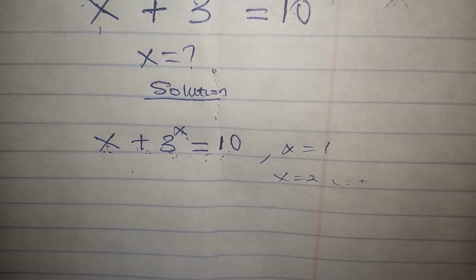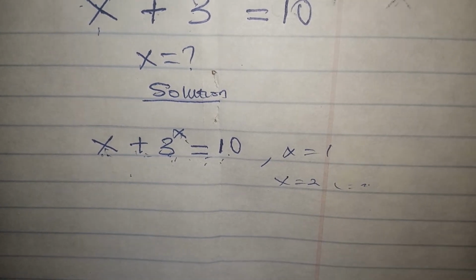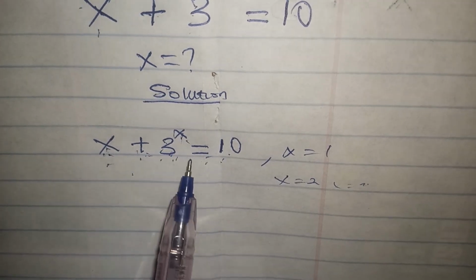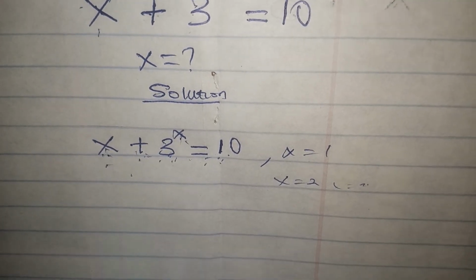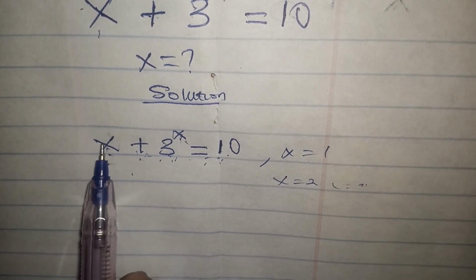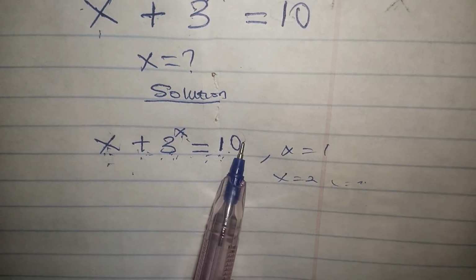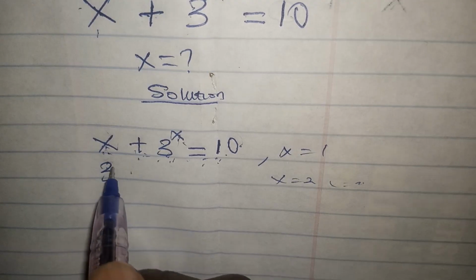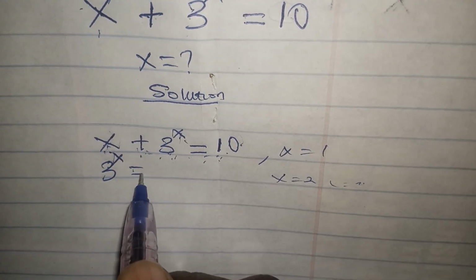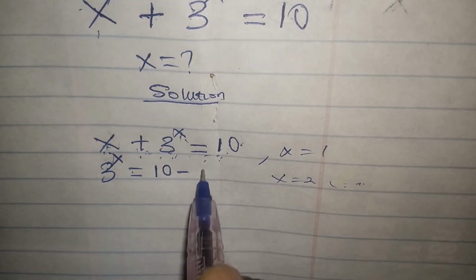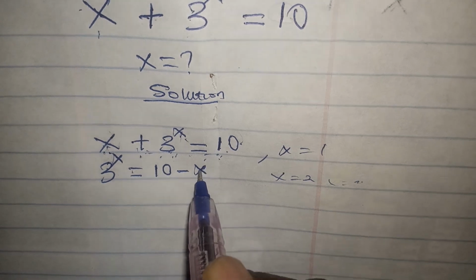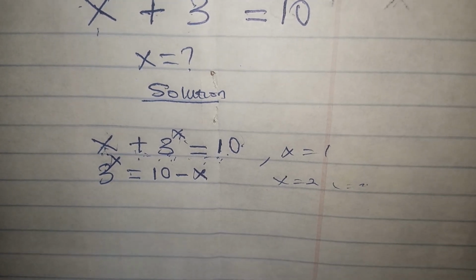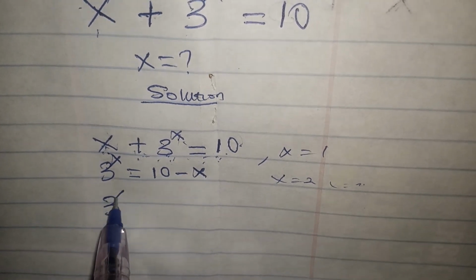So let me show you one of the methods you can easily use to solve for the value of x. Okay, since we've written x plus 3 to the power of x equals 10, the next thing you can do is bring this x to the right side of the equation. So if we do that, we're going to arrive at 3 to the power of x equals 10 minus x.